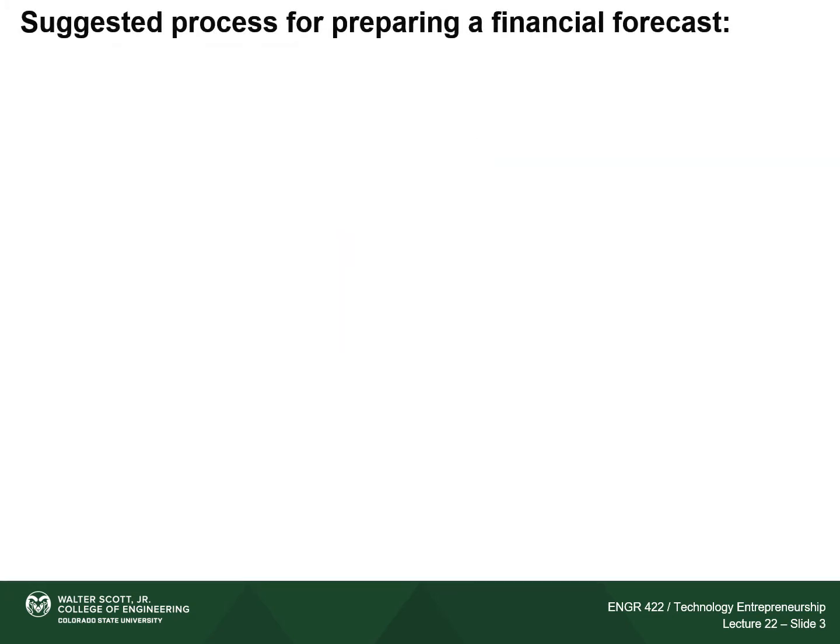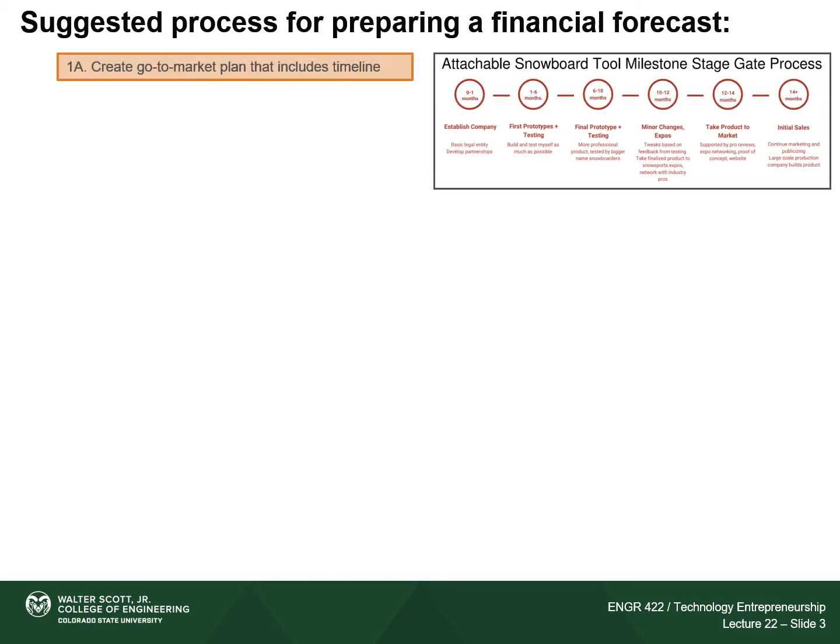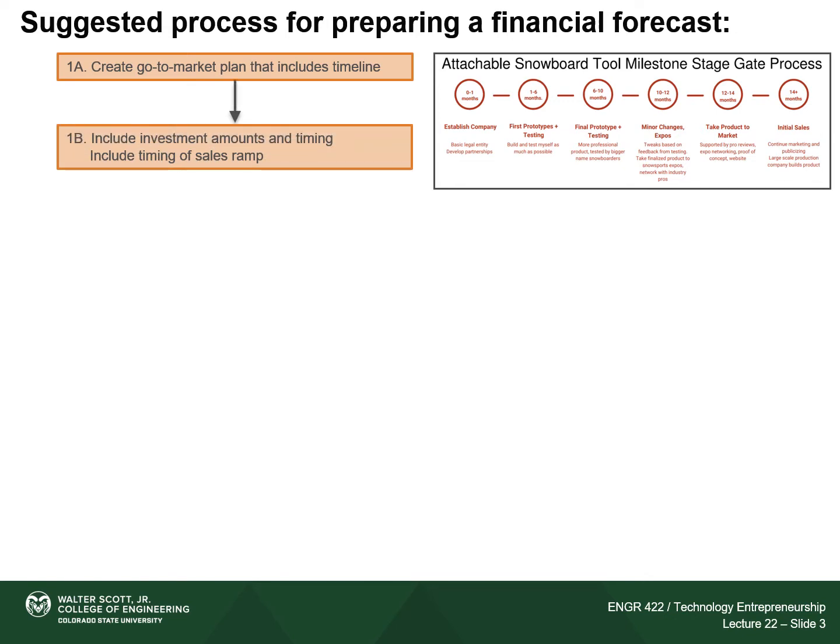The overall suggested process for preparing your financial forecast is as follows. You should start with a go-to-market plan that includes a timeline. And what I've shown you here is an example of one of those go-to-market plans with a timeline that I used in the previous tutorials. That timeline should ideally include investment amounts and the timing of when you need money to do certain things, and ideally it would have some kind of discussion as to when you might sell what.